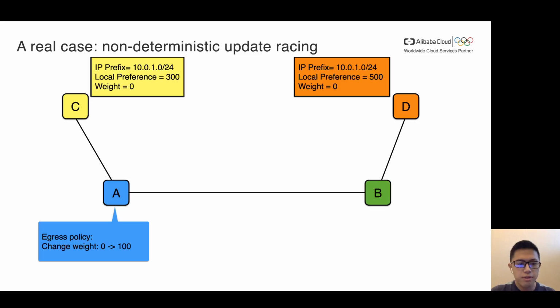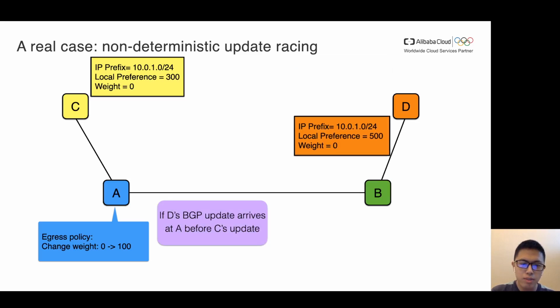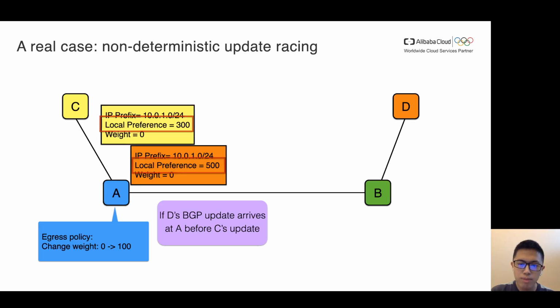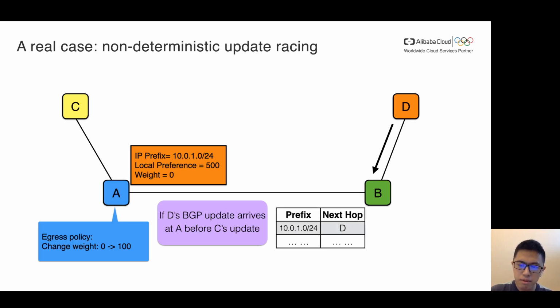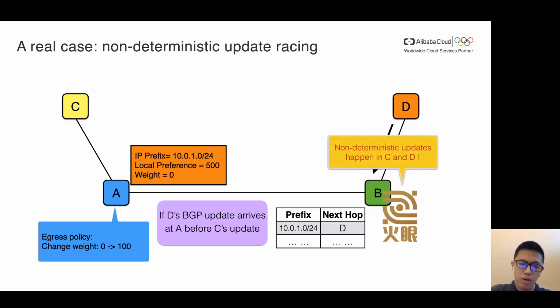On the contrary, if D's BGP update arrives at A before C's BGP update, then the weight of both BGP updates are the same. But because D's update has a higher local preference than C, C's update is dropped. In this case, the next hop of this prefix in B's routing table would become D. Such a tricky misconfiguration can cause non-deterministic routing tables, thus violating our operator's network connection expectation. Existing efforts like Batfish and Tiramisu cannot detect this misconfiguration. Huoyan introduces an algorithm to check such non-deterministic cases in the real world.